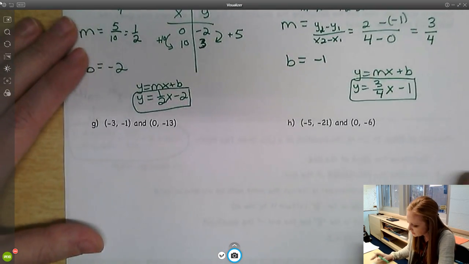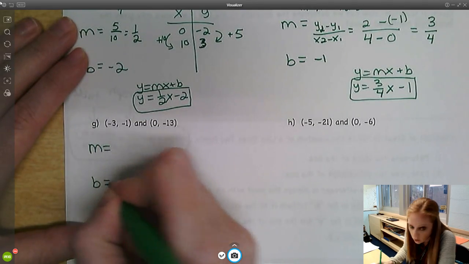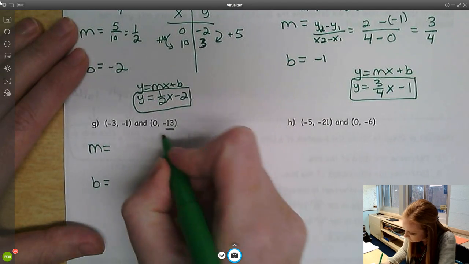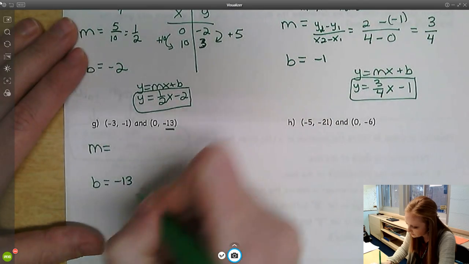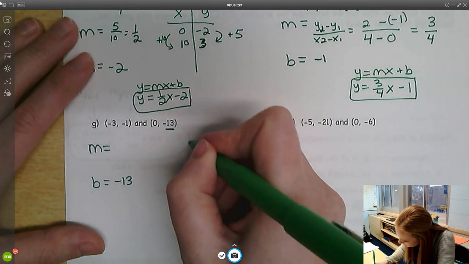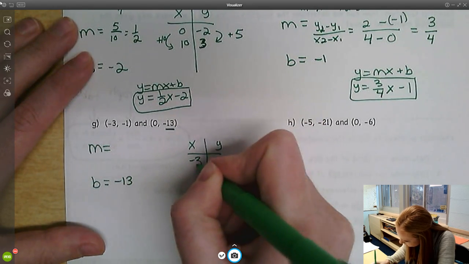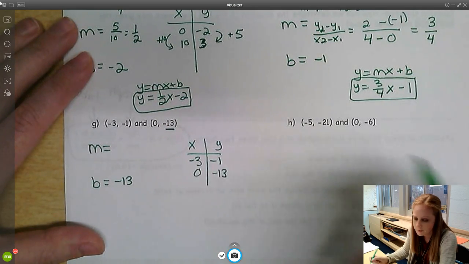Okay, let's look at G. Find our slope, find our y-intercept, plug them in. Our y-intercept is going to be negative 13. That's when the x is 0. The y is negative 13, so that's the b, the y-intercept. To find slope, let's make a table. Negative 3, negative 1 is the first point. 0, negative 13 is the next point.